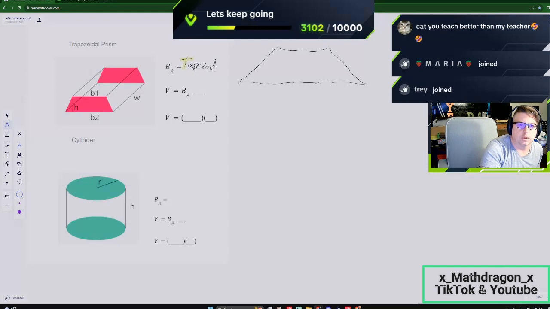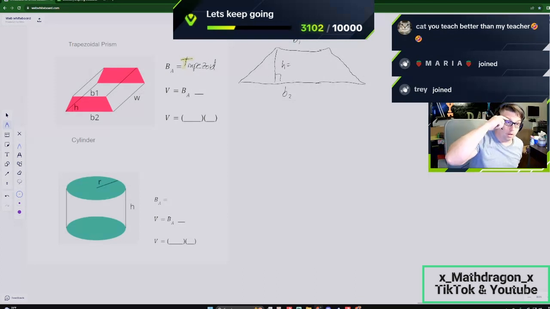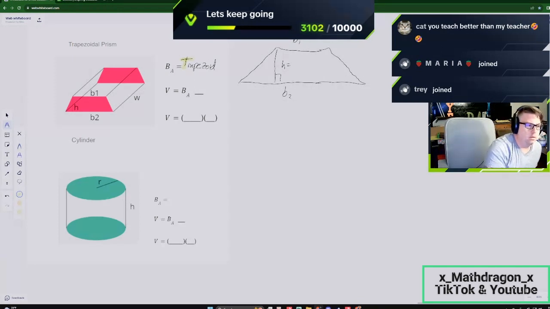Come on. Ugh, that's an ugly one. But base 1, base 2, and we get a height for this one. Okay, so in between, let me change it to blue. In between our two faces, that becomes the value that gets multiplied by the base area. So the base area is a trapezoid. So we don't want to focus on the trapezoid, but the distance between those is my W. Okay, so that's what's going to go in there.